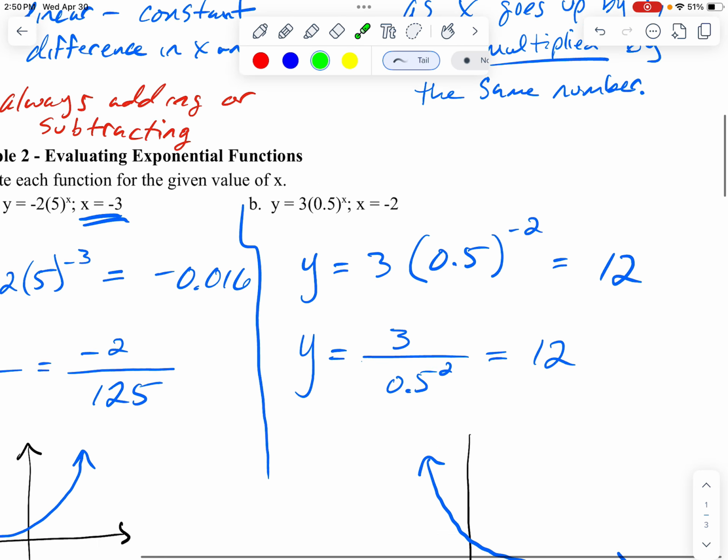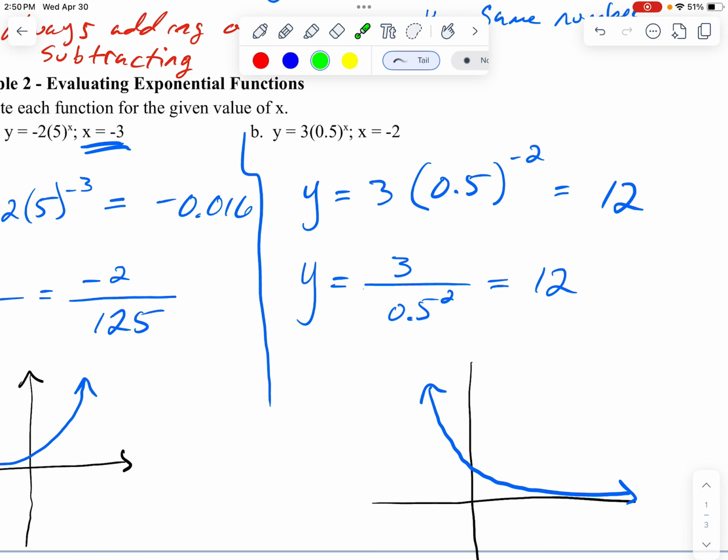So here again, we're doing the same thing in part B. I'm just taking my equation and I'm plugging in for x. Again, this is a negative exponent. So x could be any number here. If we were trying to look at the graph of this, which we'll do in the next examples.